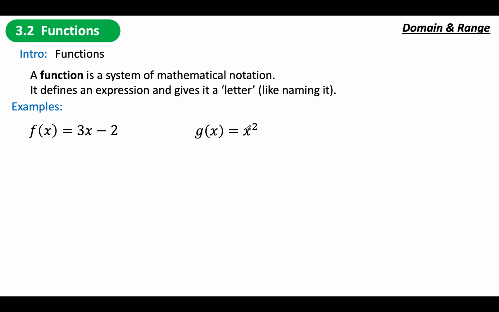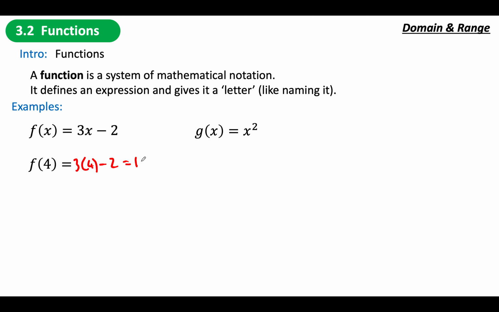And g is usually the next letter we use. So g of x equals, in this case, x squared. Then we might use h. You can effectively use any letter, but by standard mathematical notation you start with f, use g for the second one, and h, and so on after that. And so once you've defined it, if you said f of 4, what it means is substitute 4 into the expression f of x.